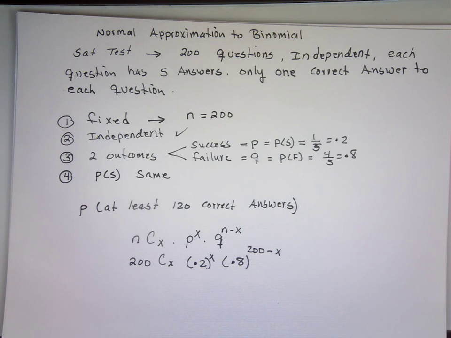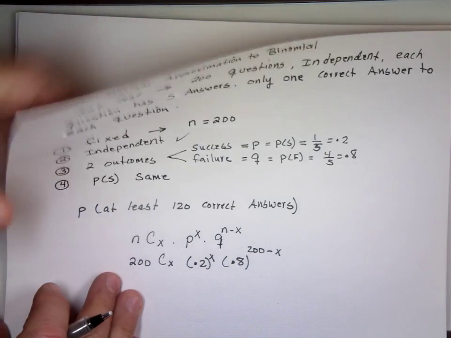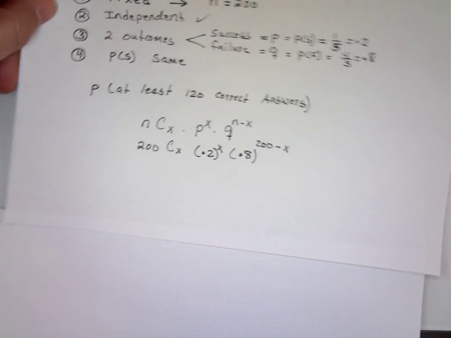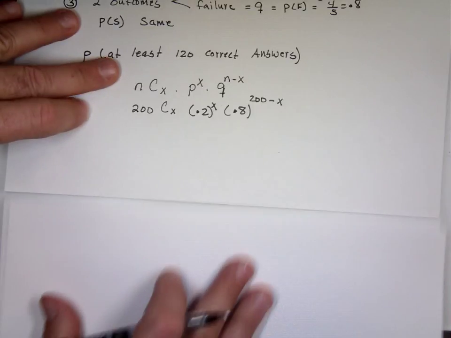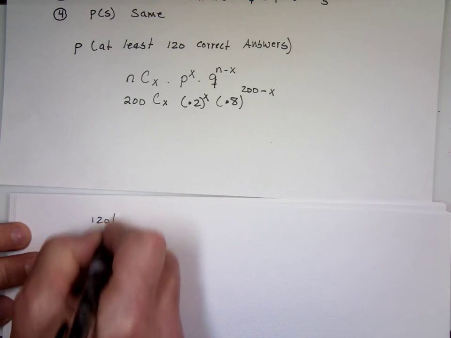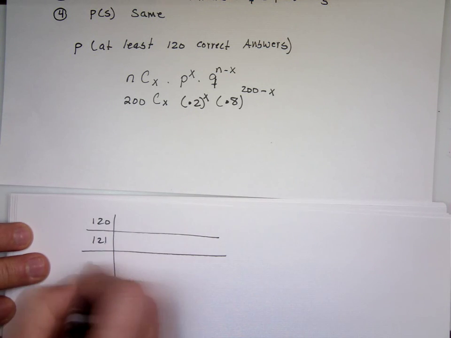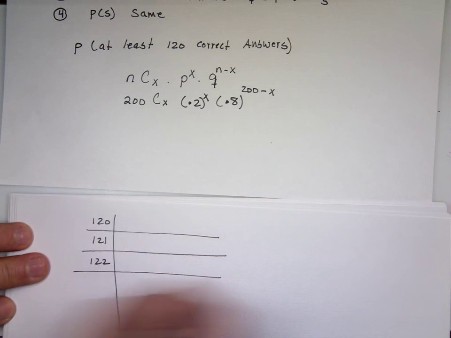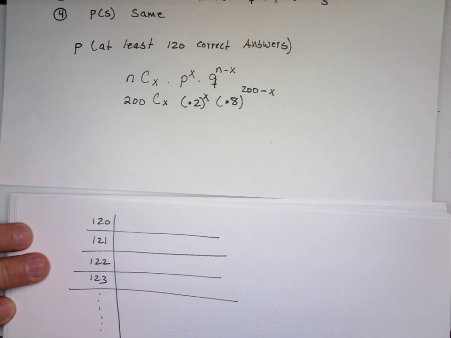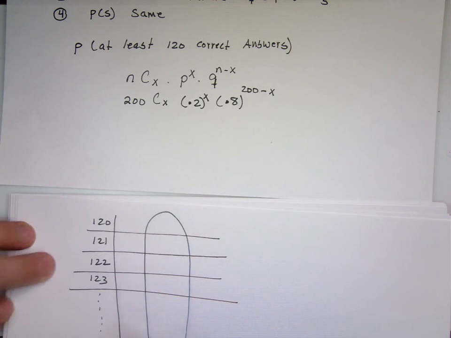And I decided to be mean to you because I said for at least 120. That means what? You got to do this, and for x equals what? 120, 121, 122, 123, up to 199, and 200. Then add all these numbers. What a mean person I am.